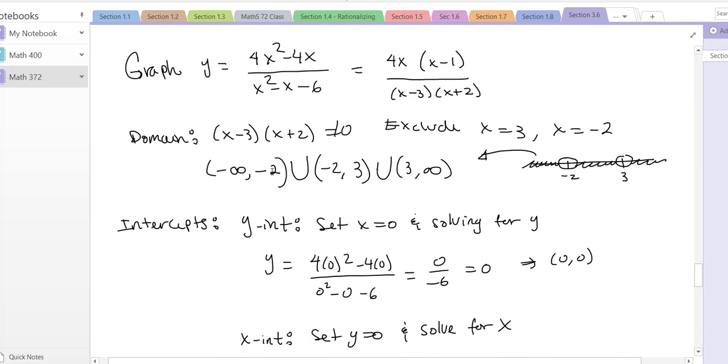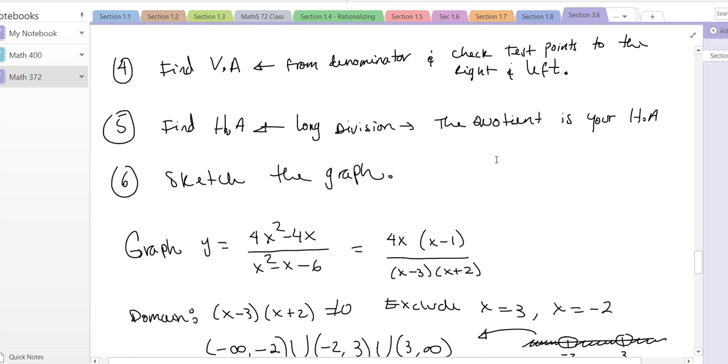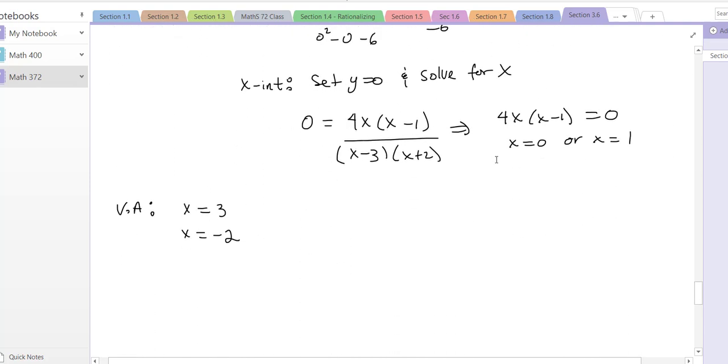So this is where we're going to check, right? It says find vertical asymptotes, which come from the denominator in our domain, but we want to check the test points to the right and the left. So this is where I'm going to go, okay. For x equal to 3, let's do a table of values and see what we get.